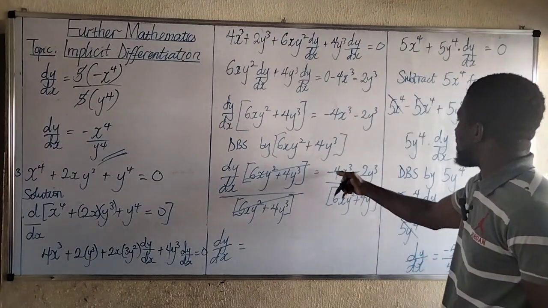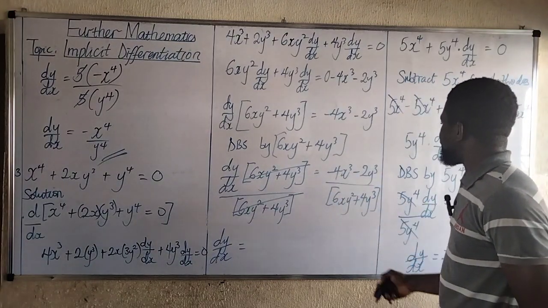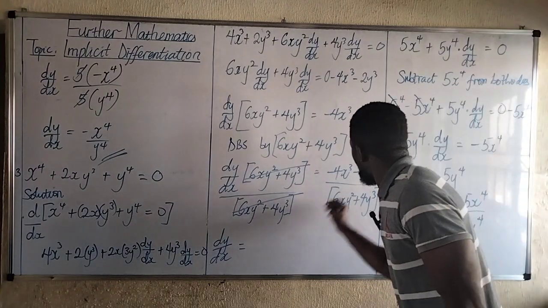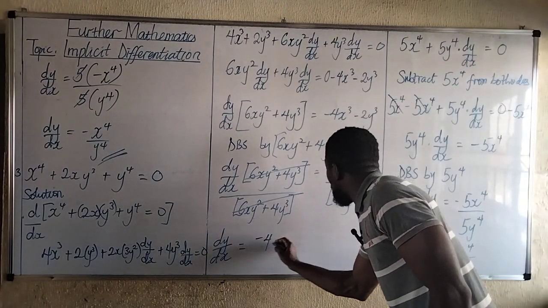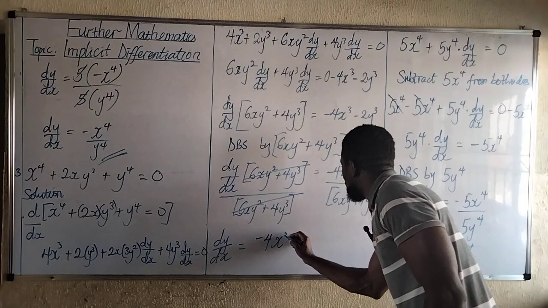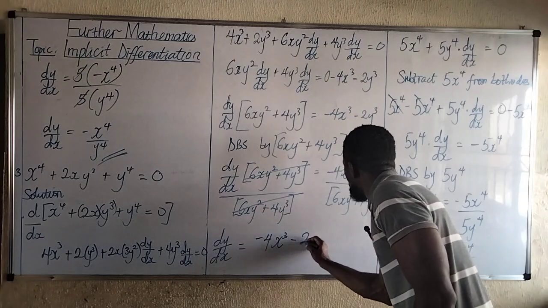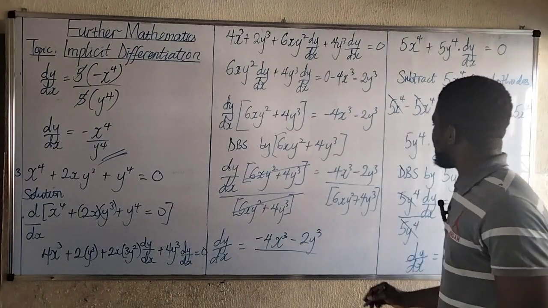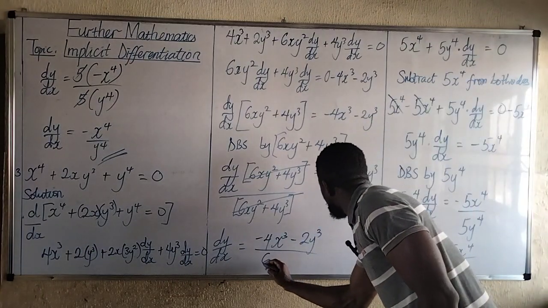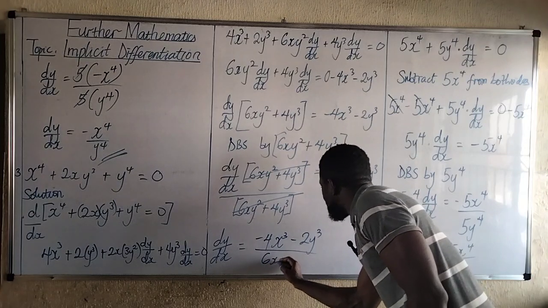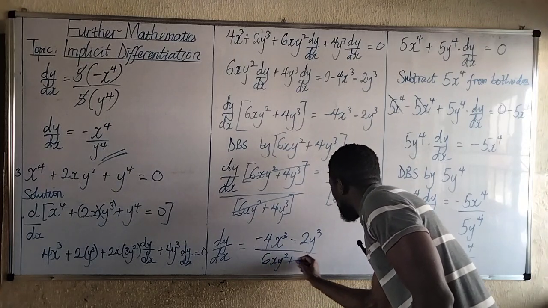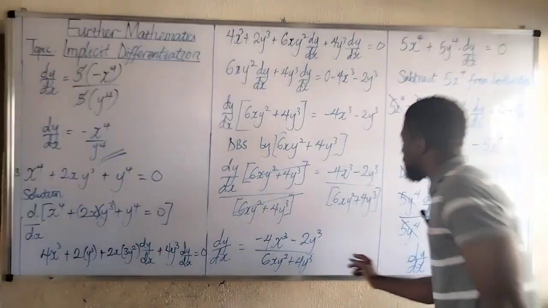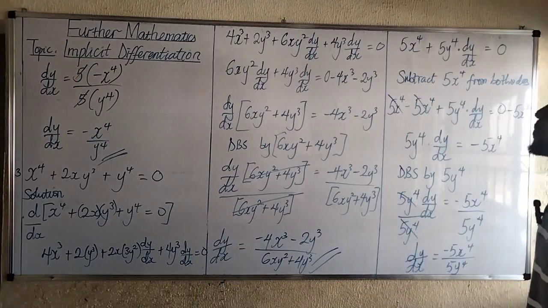We can factorize it. We have a common term here. We can take our answer to be minus 4x cubed minus 2y cubed all over 6xy squared plus 4y cubed. If you like, you can factorize, but this becomes our answer.